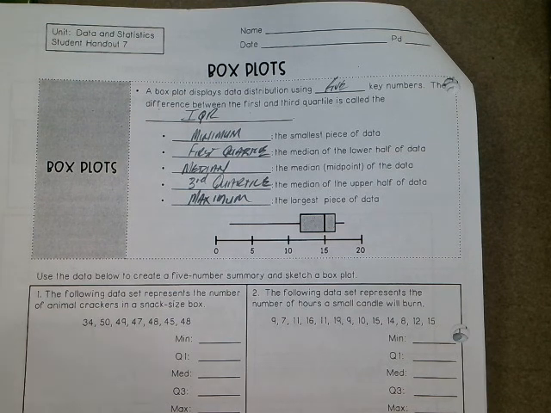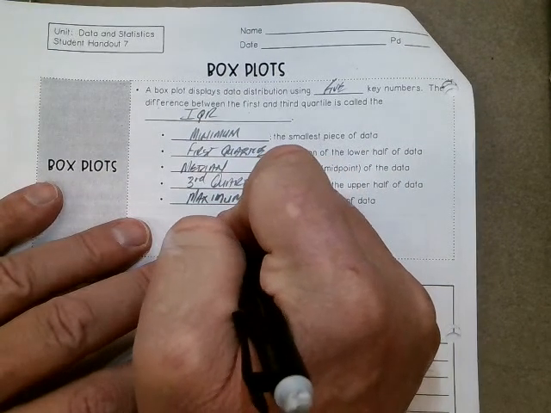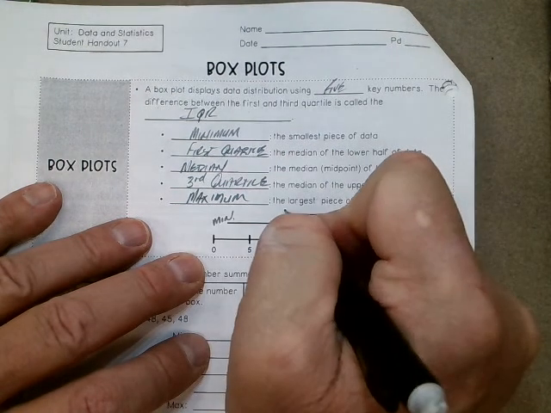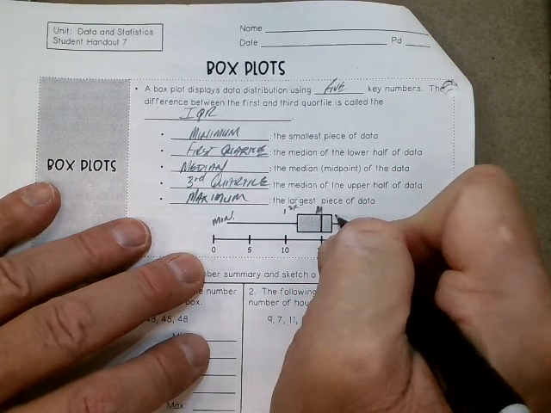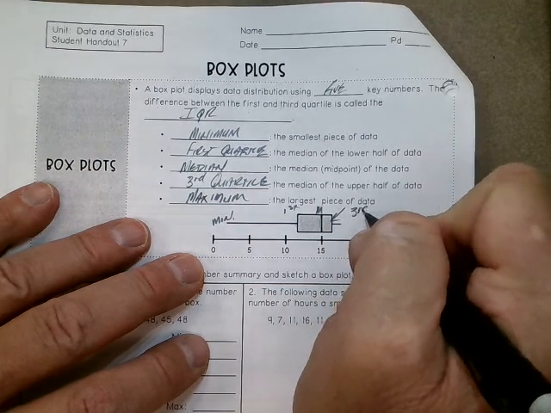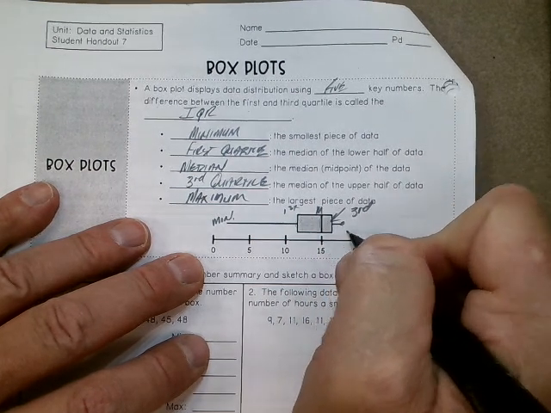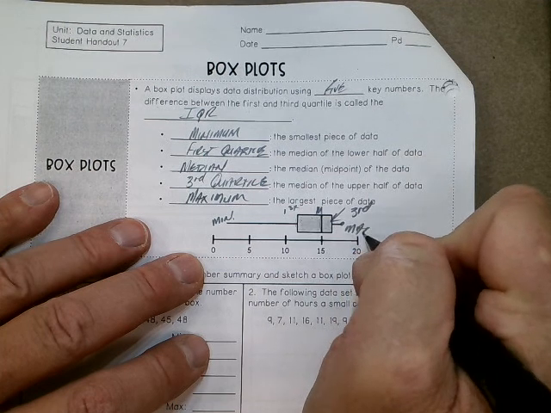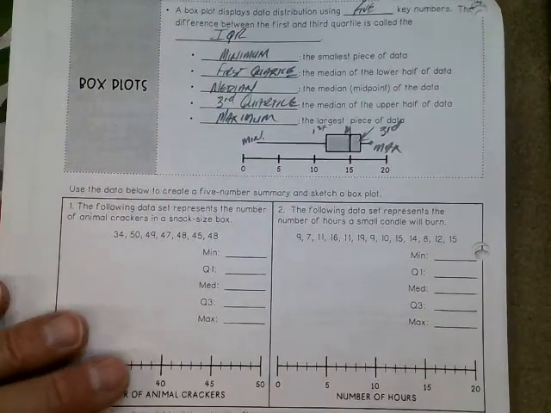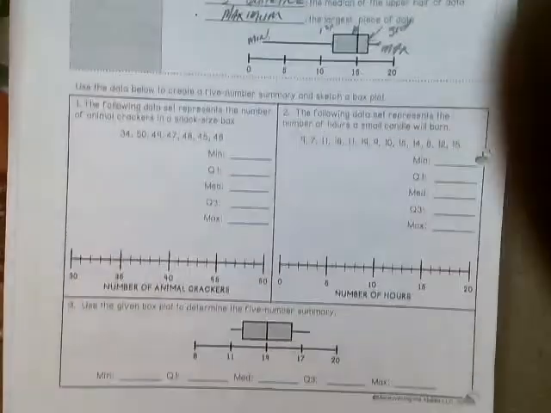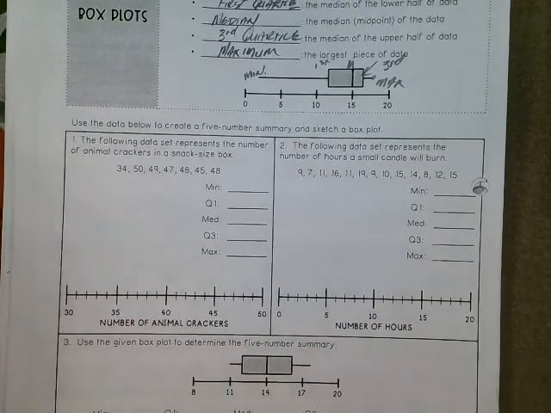So if we look at this, here's our minimum. Here's our first quartile right there. This is our median. That is our third quartile. And right there, I like to put a dot, is our maximum. When we're looking to make a box plot, the first thing we should do is get organized with our data from least to greatest and go from there.